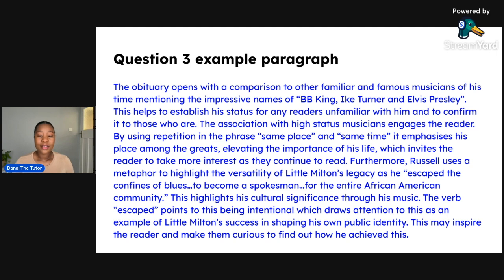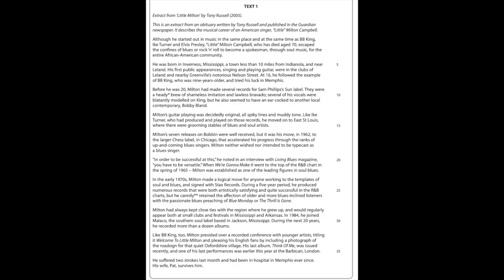Okay, so this is an example of a question 3 paragraph. I realized that I didn't actually show you the texts that this response is based on. Here it is on the screen. This is the first text, which question 3 is based on. Questions 4 to 7 will be based on a different text, which I'll show you later on.